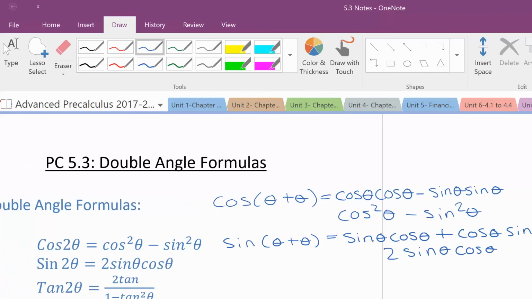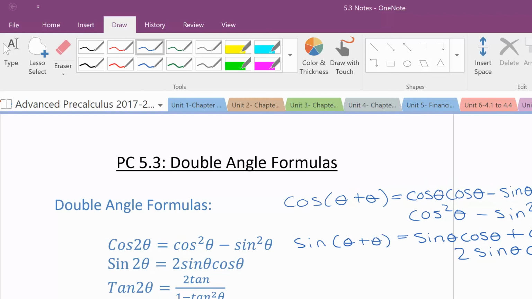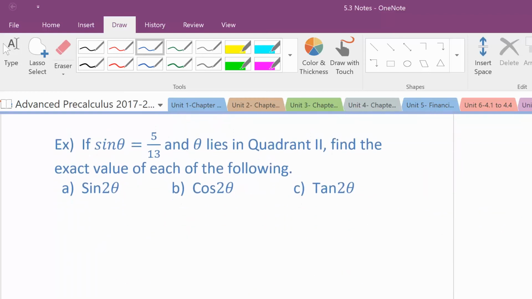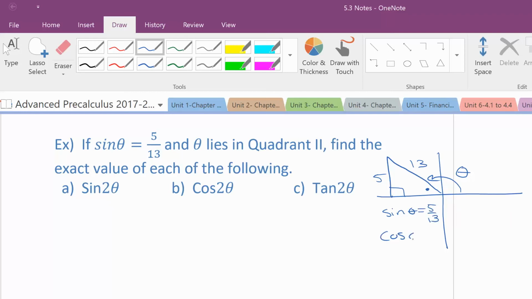So now, how do we apply these double angle formulas? Well, the first problem says if the sine of theta is 5/13 and it's in the second quadrant. So here's theta, and it's 5/13 because this is your reference angle. Then if the sine is 5/13, then what is the cosine of theta?